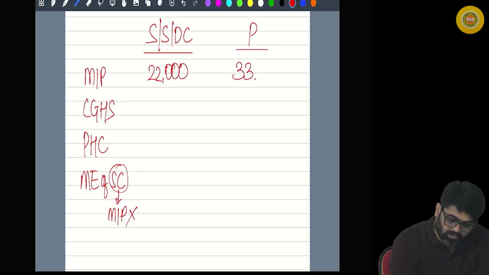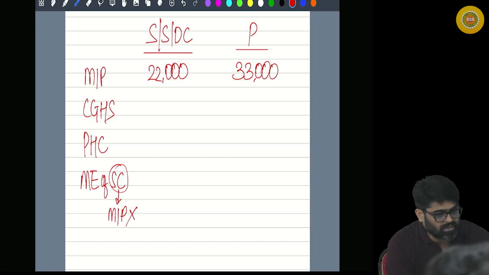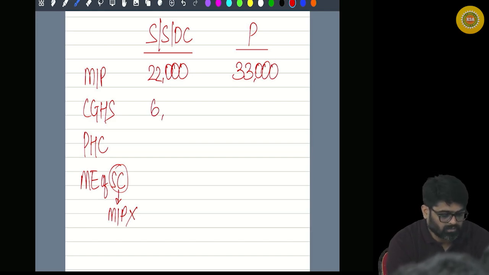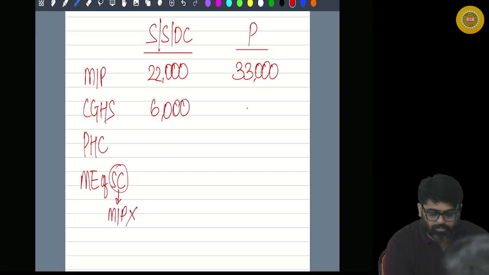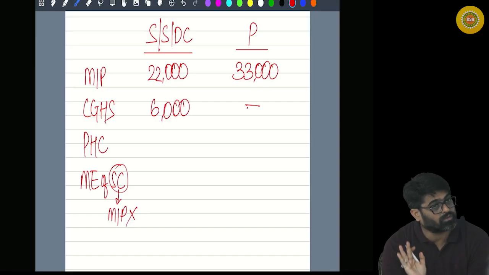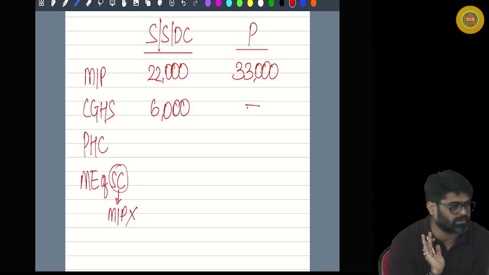For mother it is 33,000. Any CGHS? Central Government Health Scheme. How much? 6,000. Okay. For parents, even if it was paid, it will not be allowed, because it is allowed only for self, spouse and dependent children.